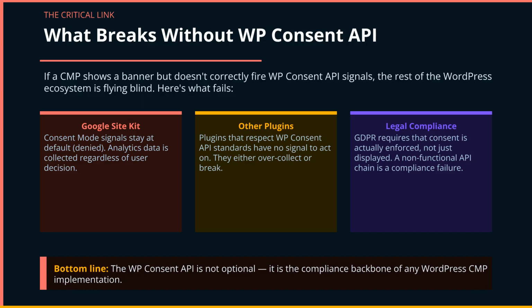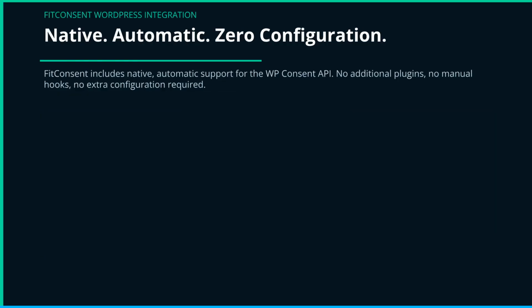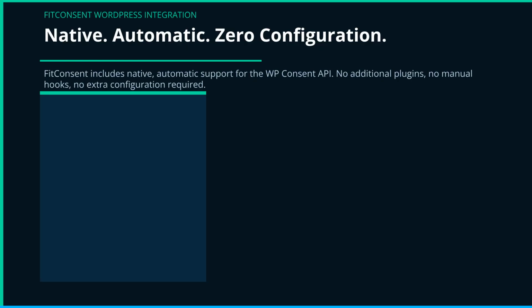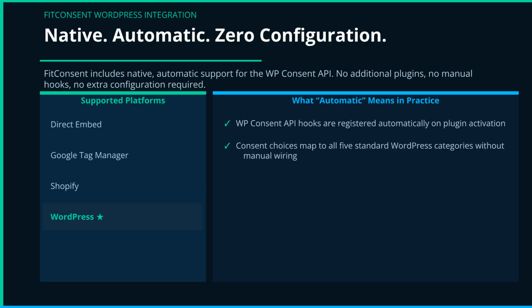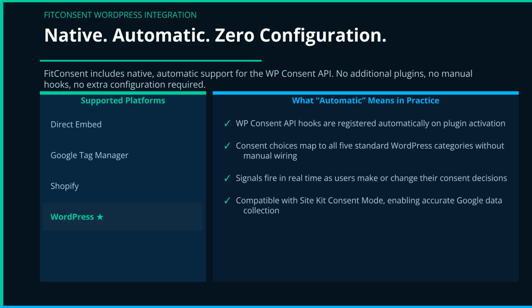FitConsent is a consent management platform that supports all types of websites, including Direct Embed, Google Tag Manager, Shopify, and WordPress. For WordPress specifically, FitConsent includes native, automatic support for the WP Consent API. No additional plugins, no manual hooks, no extra configuration required. Let's prove this with a live audit.